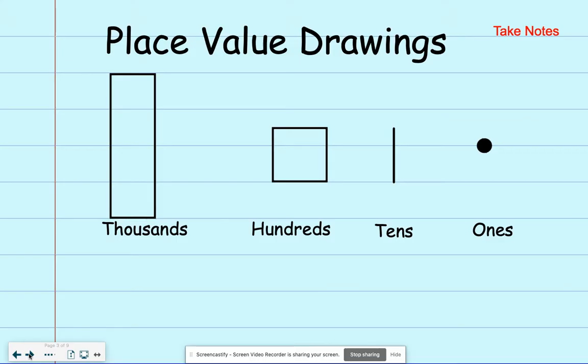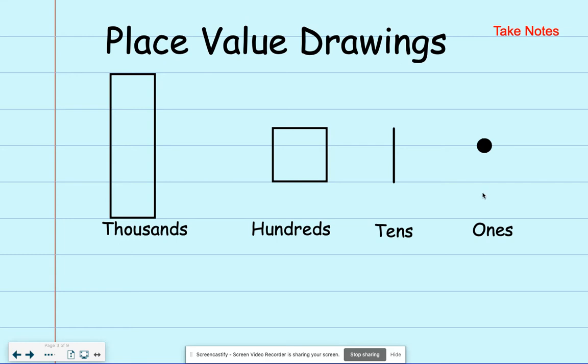The first thing you're going to want to do is get out your notebook. You're going to want to label this as Unit 1 because this is our first unit. And you're going to want to draw these down. It's a great idea to pause the video if you need more time to get these images down. The big rectangle is your thousands. Your hundreds is a square. Your tens are bars or sticks, and your ones are dots.